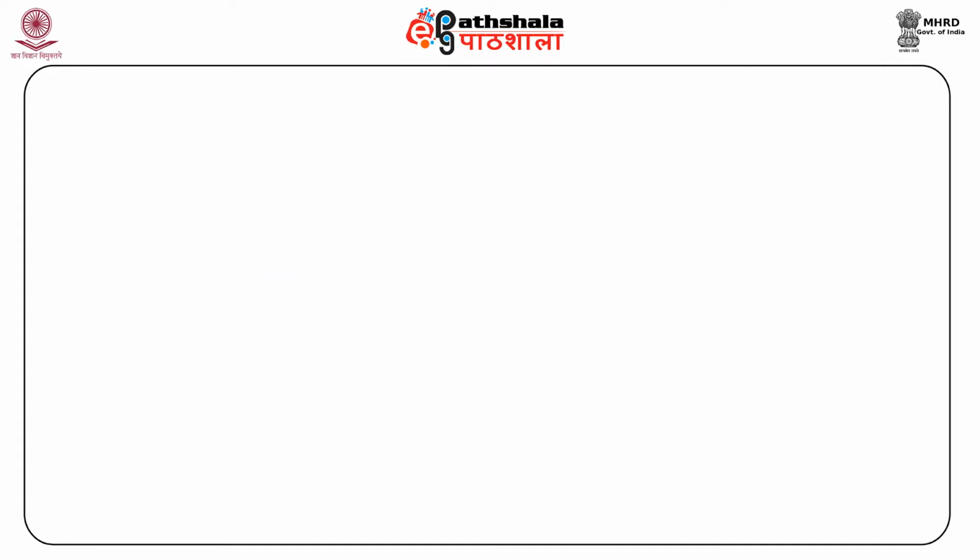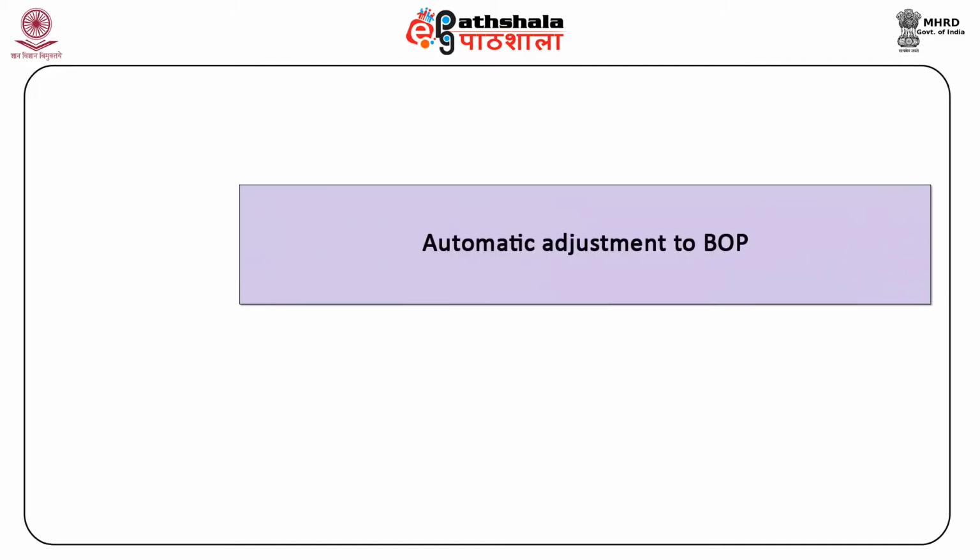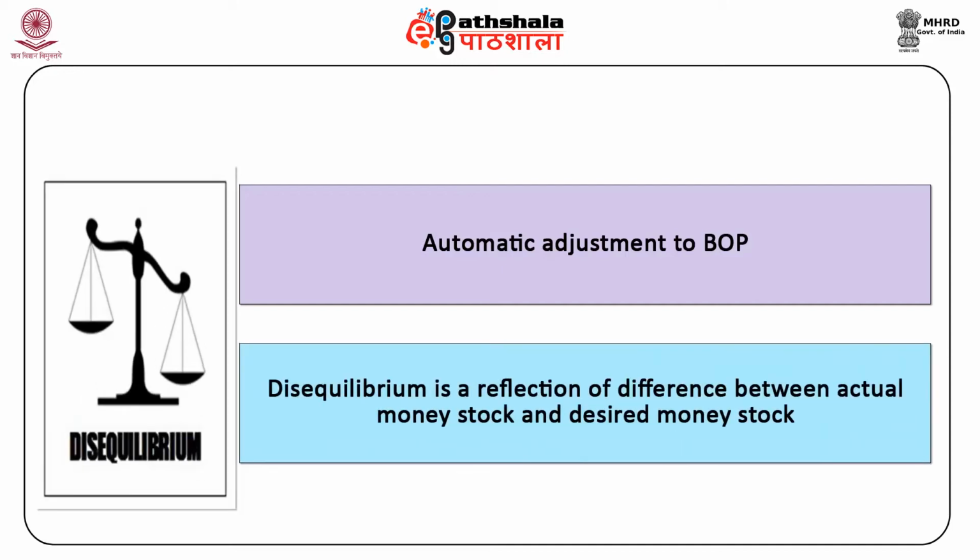The sixth assumption says that this theory assumes that there is automatic adjustment to the balance of payments, that is, any disequilibrium in the balance of payments or in the exchange rates is a reflection of the difference between the actual money stock and the desired money stock and hence will automatically adjust to the equilibrium.